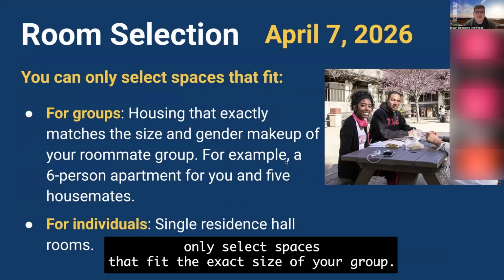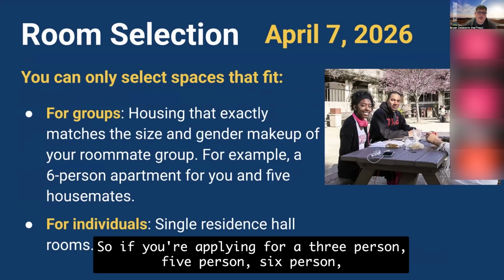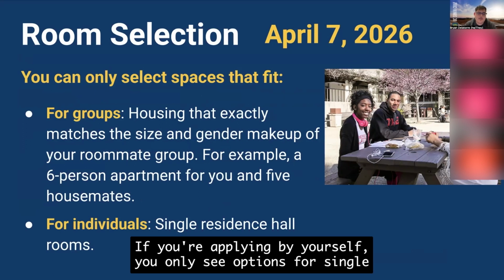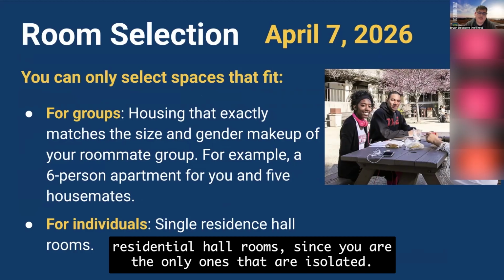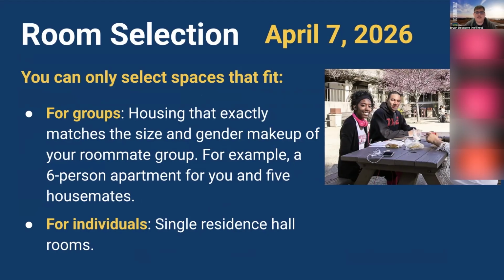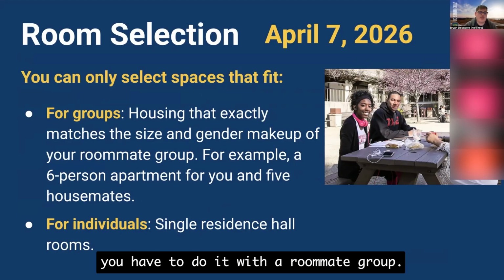So you can only select spaces that fit the exact size of your group. If you're applying for a 3-person, 5-person, 6-person, you only have spaces for you and 5 housemates. If you're applying by yourself, you only see options for single residential hall rooms, since these are the only ones that are isolated. If you're trying to get an apartment single, you'll have to do it with a roommate group.